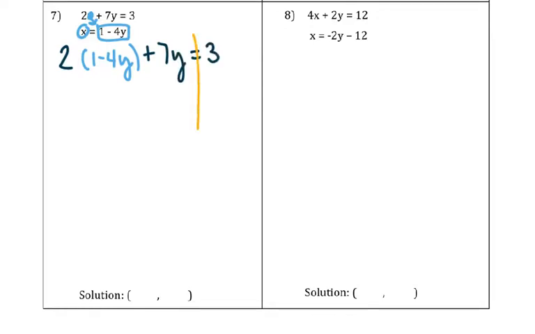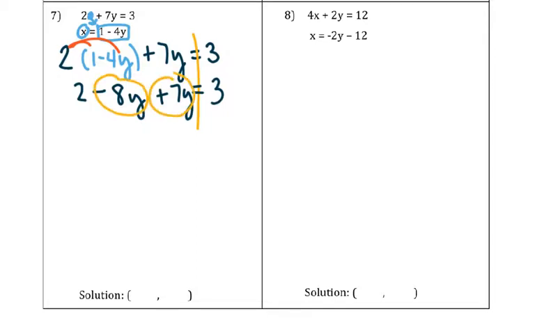So I substituted instead of x. I plugged in what the equation told me that x is. So now to solve, we start by distributing. 2 times 1 is 2. 2 times negative 4 is negative 8y. Bring down plus 7y equals 3. Combine like terms. The 2 gets to stay. Negative 8 plus 7 is negative 1y equals 3.